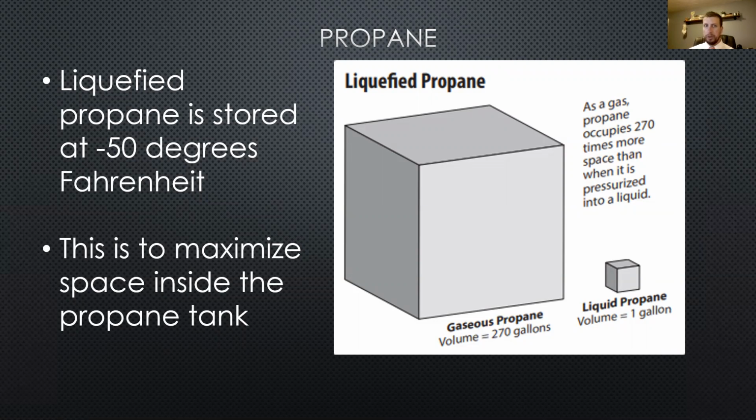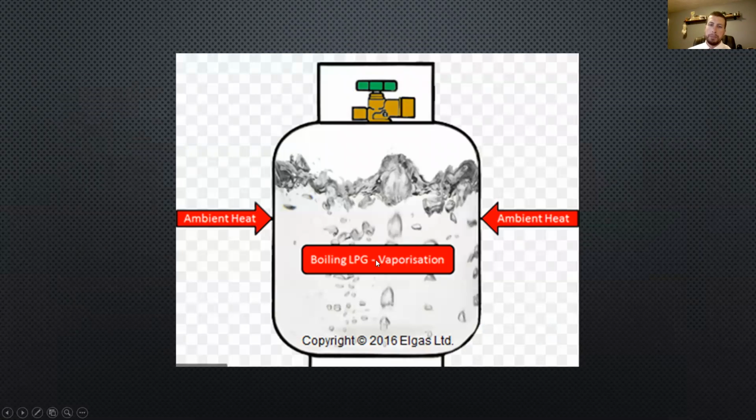The normal propane tanks that we have would be around 270 times larger if we shipped propane in a gas form. And so this is why we ship it in a liquid form, because that way we can create smaller canisters and you still get the same amount of propane out of it. This just maximizes the space inside the propane tank. And so what happens is propane reaches a boiling point inside the tank itself.